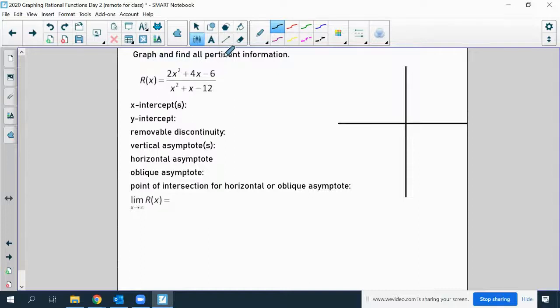We're going to graph and find all pertinent information for two problems for graphing rational functions. A couple of problems from in class. So I'm going to factor r of x.